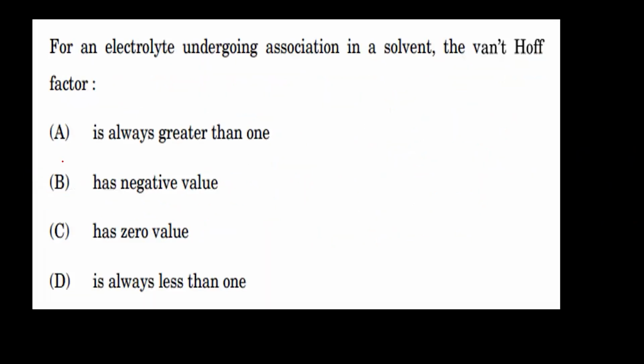Move to the second question. For an electrolyte undergoing association in a solvent, Van't Hoff factor. So we have studied about association and dissociation. So what is Van't Hoff factor? Van't Hoff factor is a correction factor that will make us understand the extent of association and dissociation. It is denoted by the letter i, small letter i. So how will you find this?